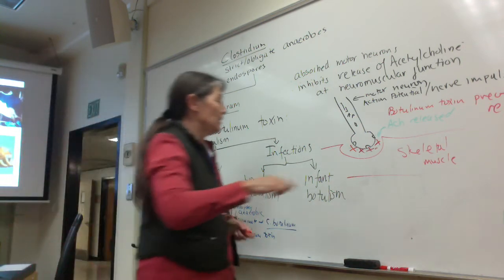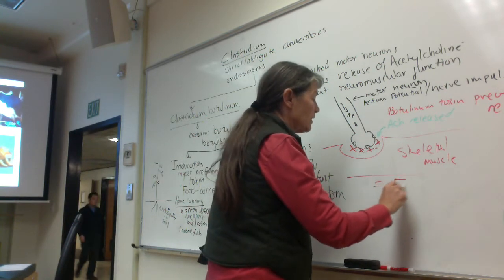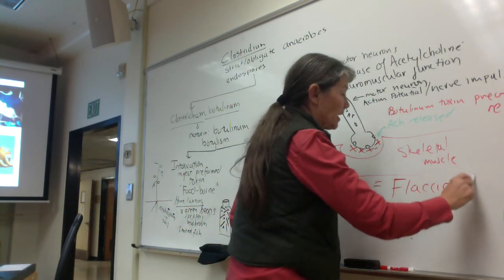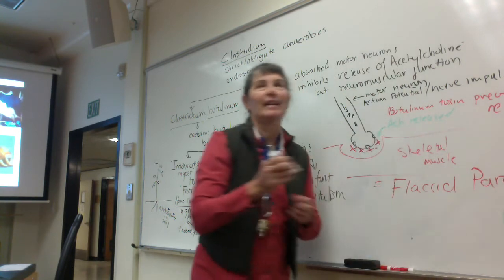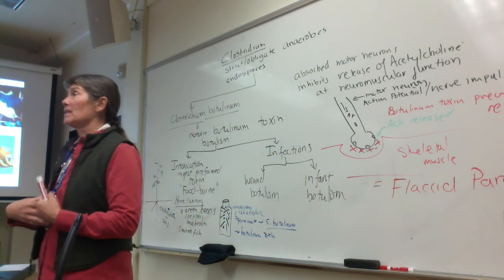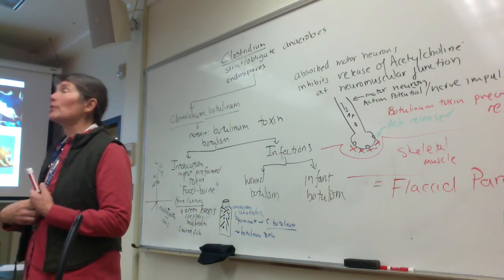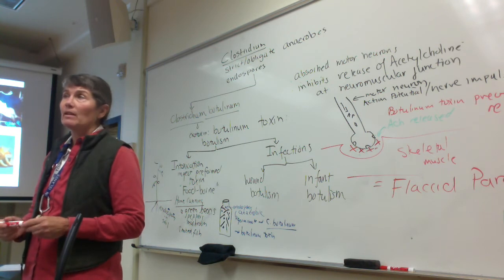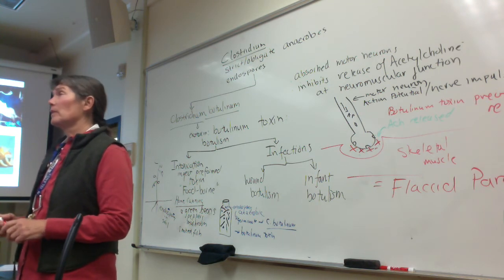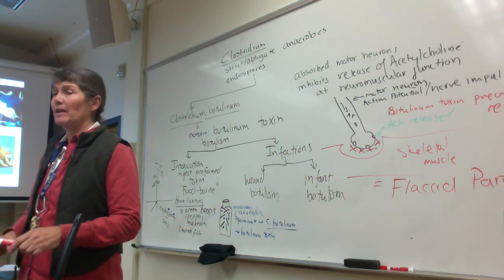So the result is what's called flaccid paralysis, like a ragdoll paralysis. And you might think, well, that's not that bad, is it? But what happens is the muscles that we rely on for breathing are paralyzed. So how would we die? We'd suffocate, right? What a horrible way to go. So not a good way to go.